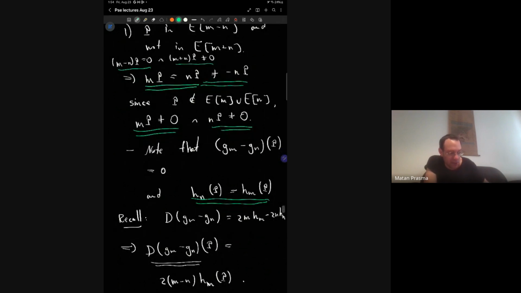Now it's easy to check that Gm minus Gn evaluated at P is 0, basically just by the assumptions. And also that Hn of P is equal to Hm of P. This is because of this specific equation: if mP is equal to nP, then the y coordinate has to be equal. So far okay, Lisa?